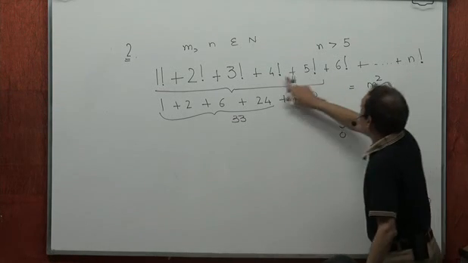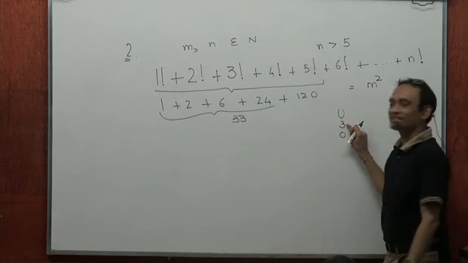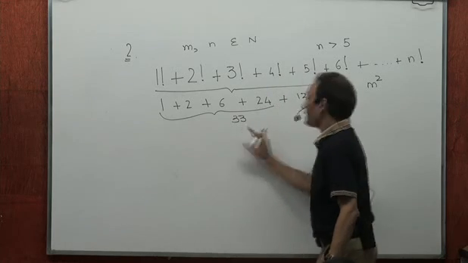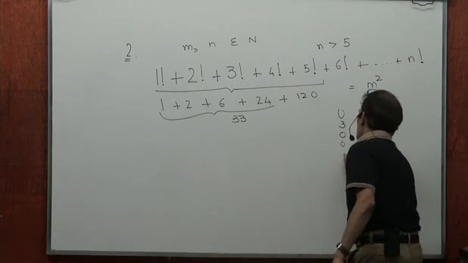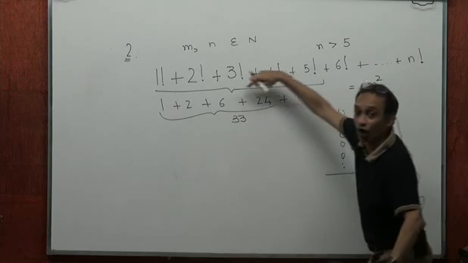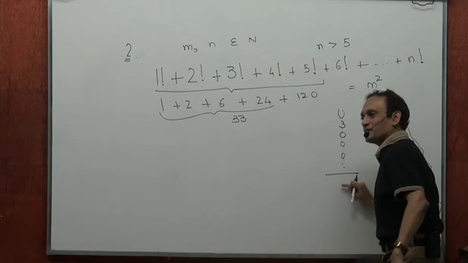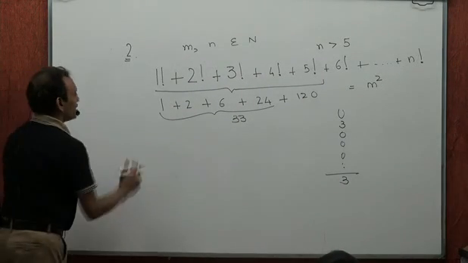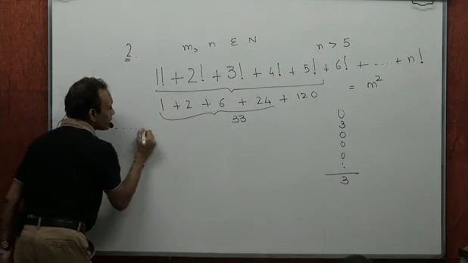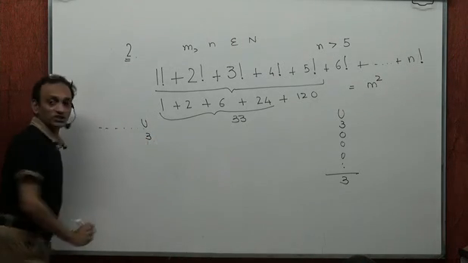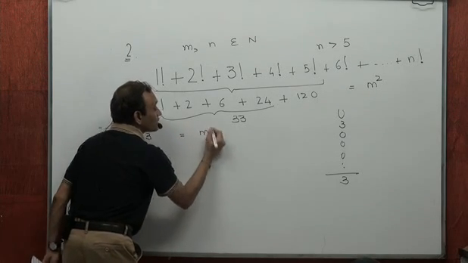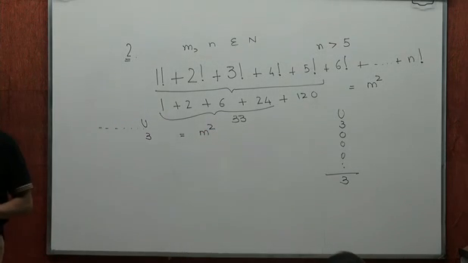Yes or no? And up to 4 factorial, the units place is 3: 1, 2, 6, 24, 30 and 3, 33. So units place is 3. And for all others, the units place is 0, 0, 0, 0, etc. So then when I add all these numbers, what will be the units place of the sum? 3. That's certain. Right? That means the left hand side is a certain number with the units place being 3. And the right hand side is square of a natural number. Right? Are you there with me?